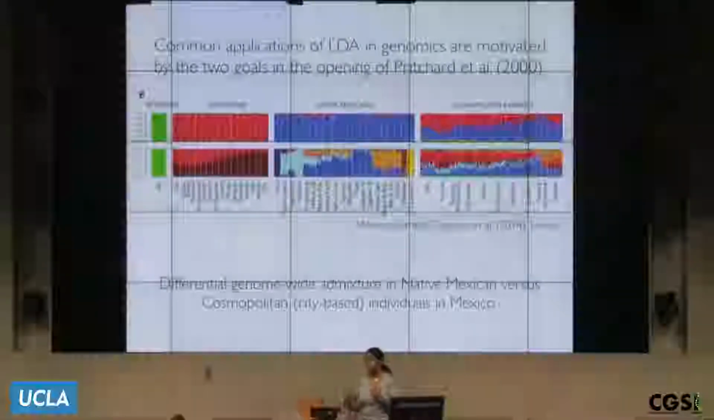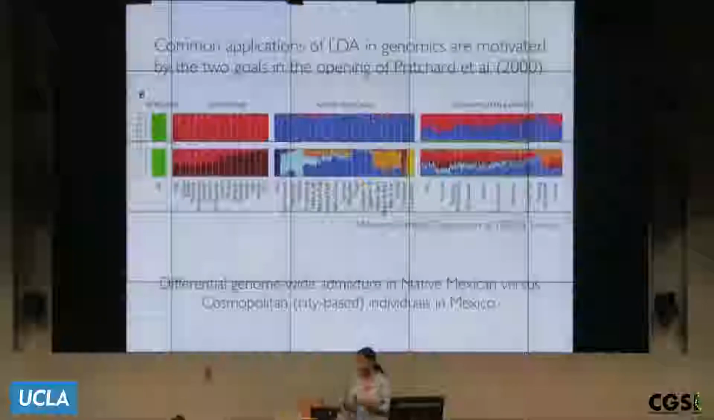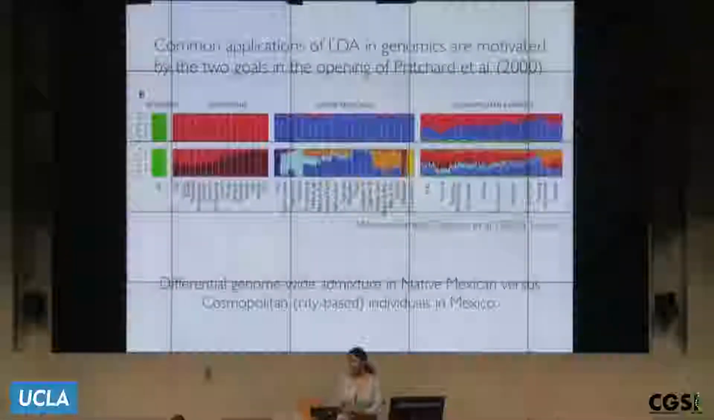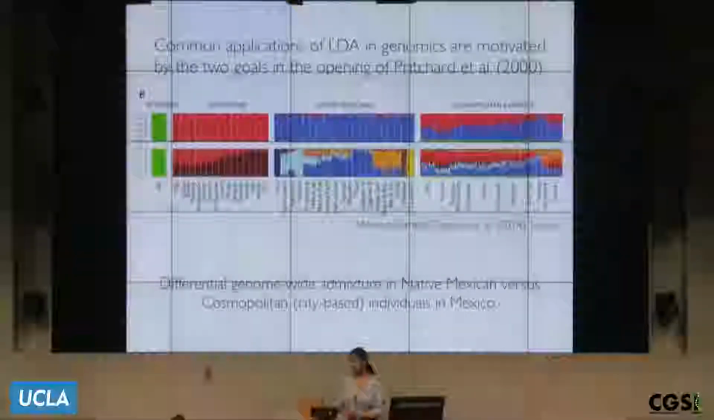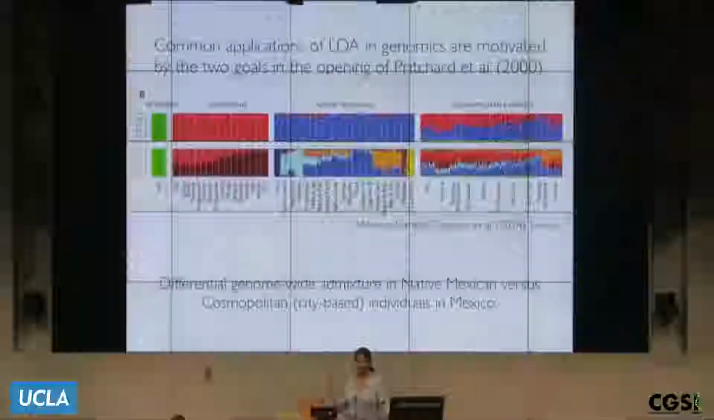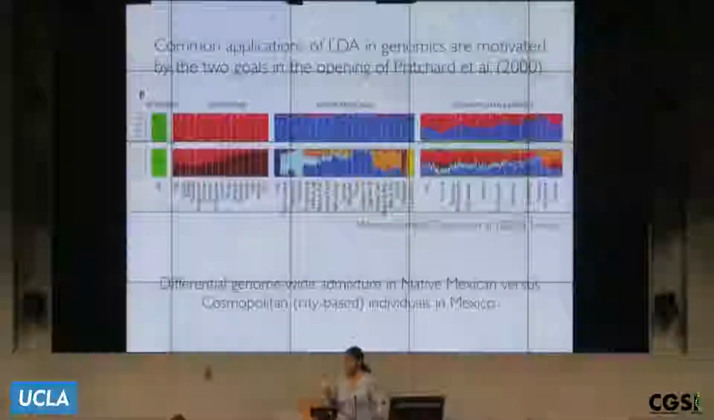So here they're using structure to show that the cosmopolitan samples have much more European ancestry than do their Native American samples, and are much more homogeneous across locations in cities throughout Mexico than are the Native Mexican groups as you increase values of K. Incidentally, in my various literature searches on applications of structure, this is the paper that increased K to the largest value, which was 24, which is quite interesting.